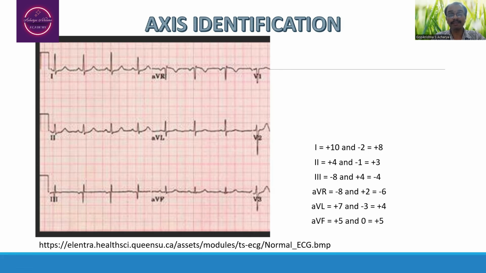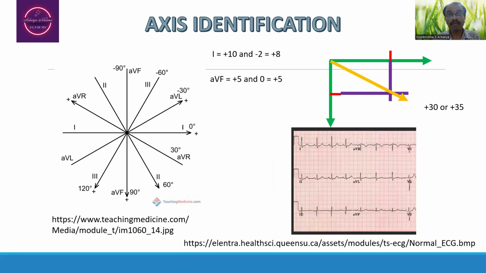Whenever you look into the axis identification, any two leads can be taken. Lead 1 and lead 2 can be taken. Lead 1 and lead 3 can be taken. Lead 1 and AVR can be taken. Lead 1 and AVL can be taken. Lead 1 and AVF can be taken, or any other, lead 2 or AVF can be taken. Like that, any two leads can be taken to apply this specific rule. For example, here we are going to take lead 1 and AVF.